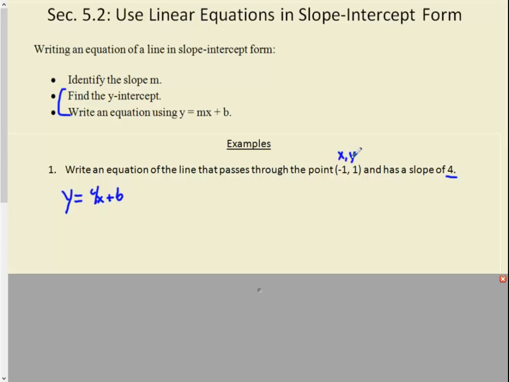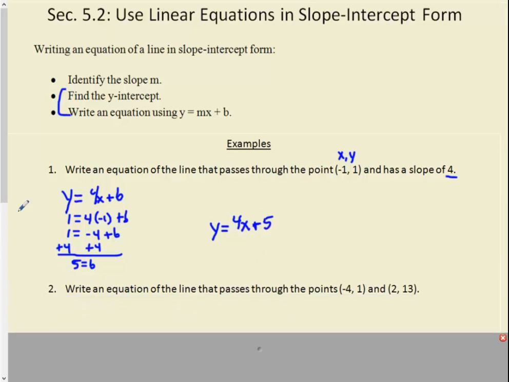So we substitute 1 in place of y. So 1 is equal to, and then -1 in place of x, and we still have plus b. So we have 1 equals 4 times -1 is -4 plus b. And then to move the -4 to the other side, we're going to add 4. And we end up with 5 equals b. So now we can write the equation y equals 4x plus 5.